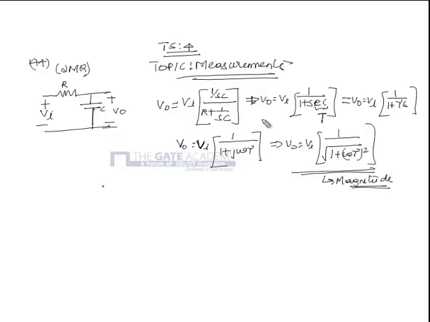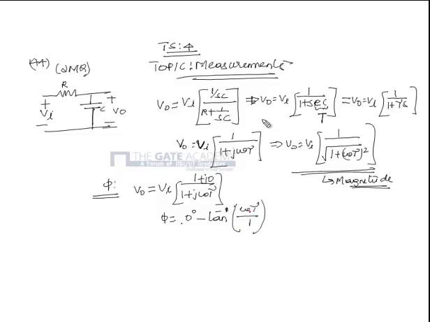We need to calculate what the phase is. Here you can see V output equals Vi times 1 by (1 plus j omega tau). The phase angle introduced here is 0 degrees for the numerator, because the imaginary part is j times 0, and minus tan inverse of the imaginary part by the real part, which is minus tan inverse of omega tau.